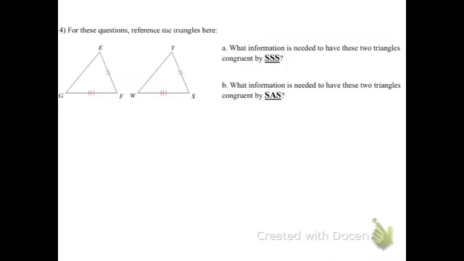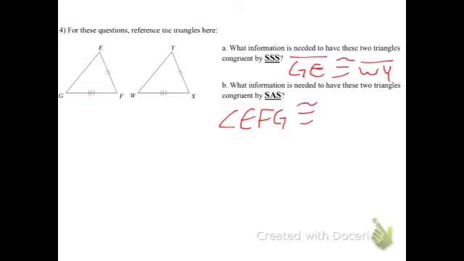And there's that one. Moving on to 4, we already have two pairs of sides that match up. So if we want to get side, side, side, we need to get this last pair of sides to be congruent. That's side GE, and that needs to be congruent to side WY. If we want to get side angle side, we need this angle that's between the two sides we know already to be congruent. So that's angle EFG. That needs to be congruent to angle YXW, and that's what we need.